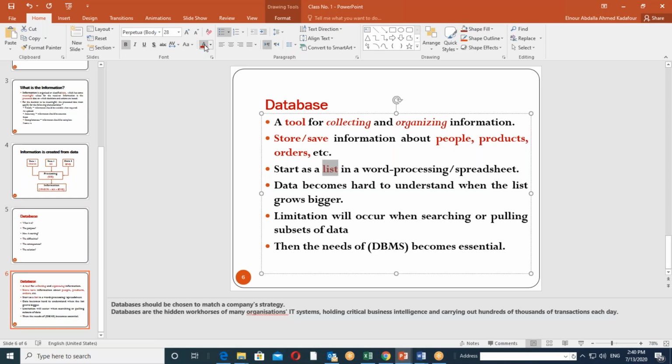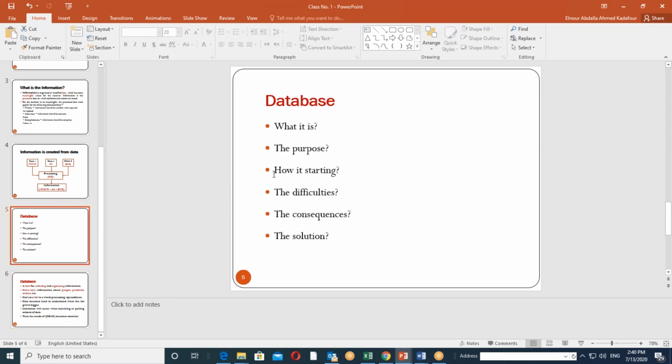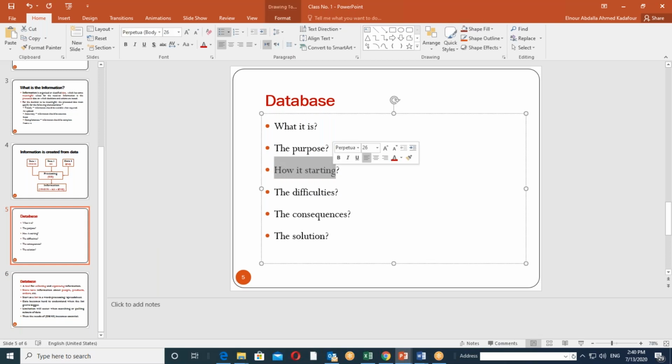A list is a structure of columns and rows. Columns vertically, rows horizontally. Then I can transfer this data into a database. Again, please let me get to this slide. I made it to make things easier for me. How do databases start? If I have a list, column and row, simply a table, then I can think later about making this data a database.